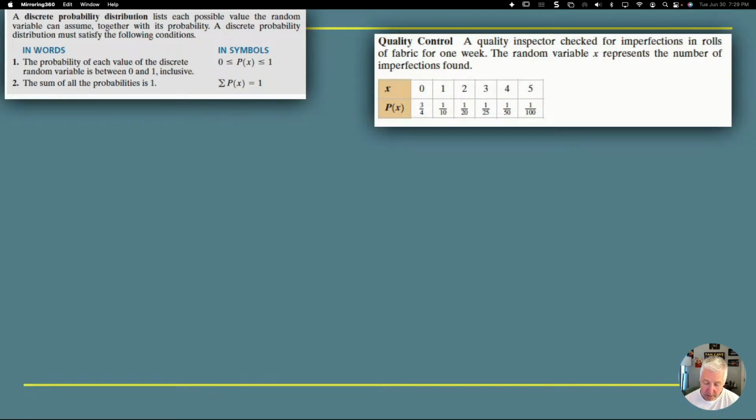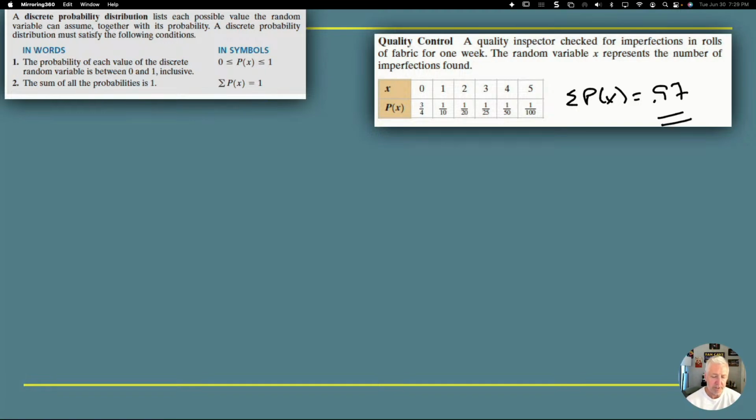Three-fourths, 1/10, 1/20, 1/25. What else have I got there? 1/50 of the 100. Yeah, I put them all out. So I got 0.97. So what I got right here, the sum of my probabilities is equal to 0.97.